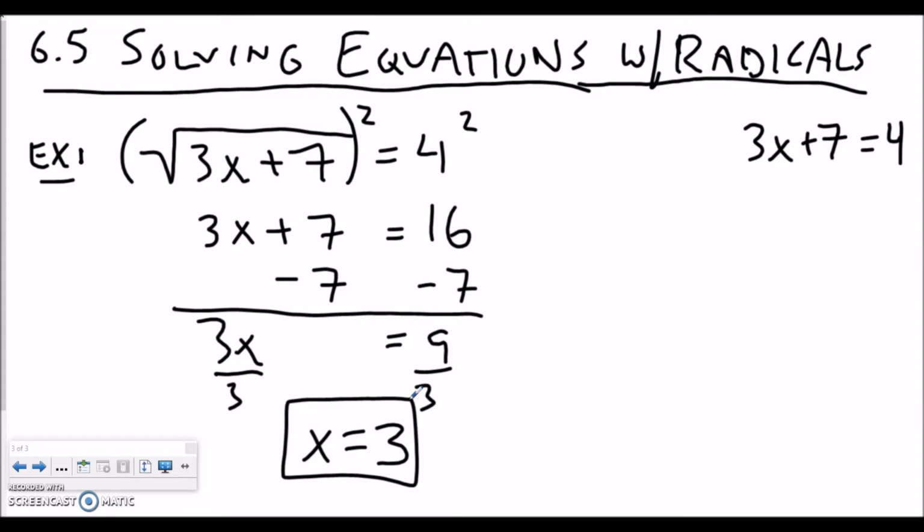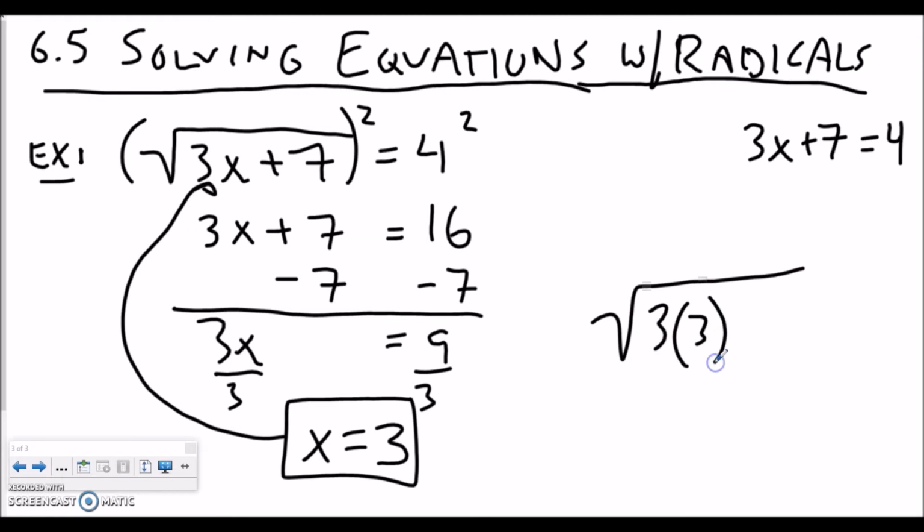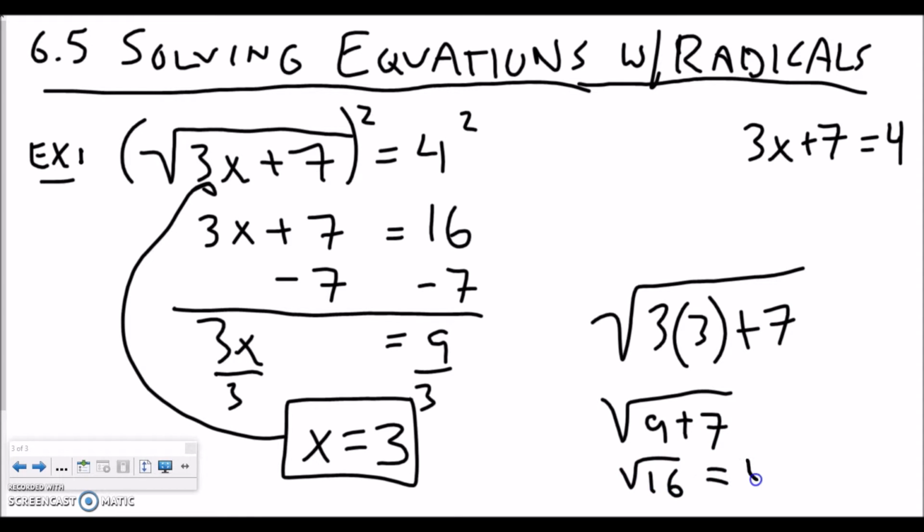So we need to take the 3 and plug it back into my original equation. So let's see. The square root of 3 times 3 plus 7. Well, that's the square root of 9 plus 7. That's the square root of 16. That's 4, and my original equation had a 4 on the right side. So this equation works. There is a chance that our answers do not work, so we must check our solutions. But the way we got x equals 3 should have been pretty easy.